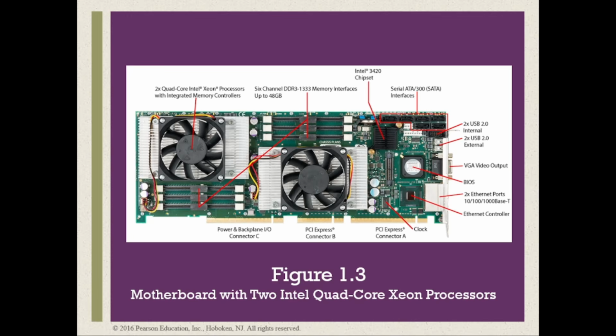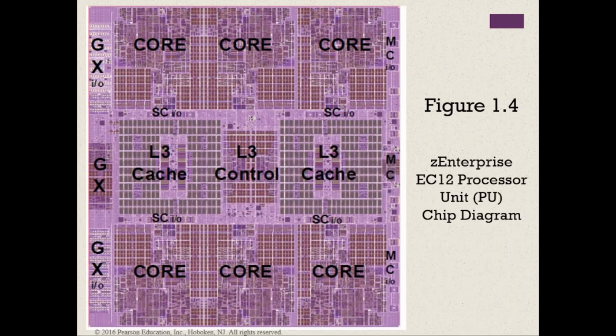Next we have another figure, Figure 1.4, the Z Enterprise EC12 processor unit chip diagram. Again, following our top-down strategy as illustrated in Figures 1.1 and 1.2, we can now zoom in and look at the internal structure of a processor chip. For variety, we look at an IBM chip instead of the Intel processor chip. This figure is a photograph of the processor chip for the IBM Z Enterprise EC12 mainframe computer. This chip has 2.75 billion transistors. The superimposed labels indicate how the silicon real estate of the chip is allocated.